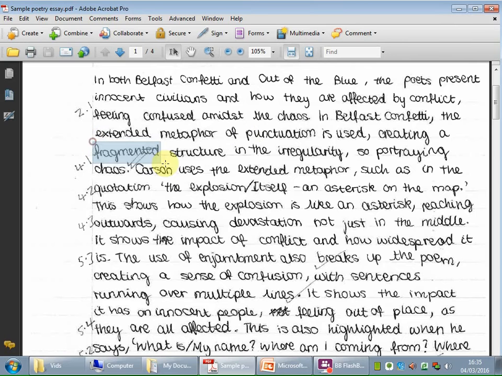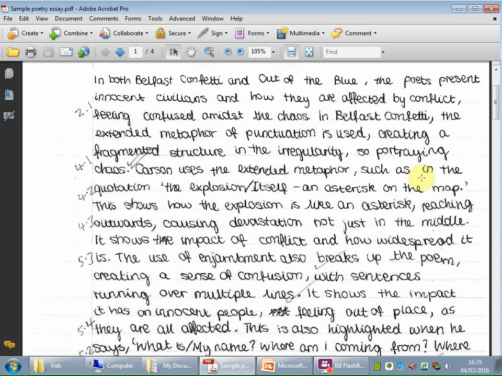This is nice because it comments on structure, fragmented structure, and the irregularity. So it means the structure's not very regular and not much of a clear, regular rhythm. It's irregular, and she's saying that this makes it seem chaotic. So it's mentioning something about the structure, but saying what the effect is.